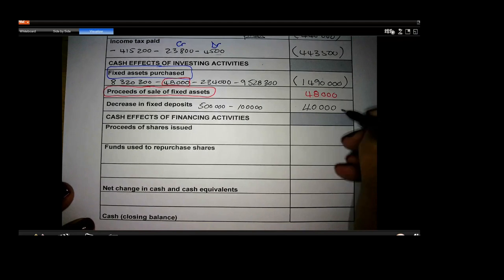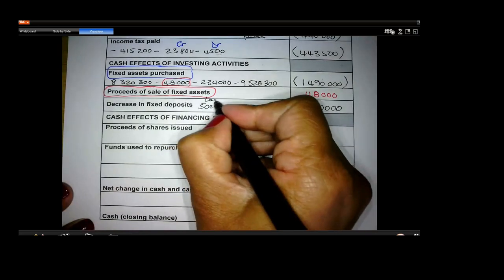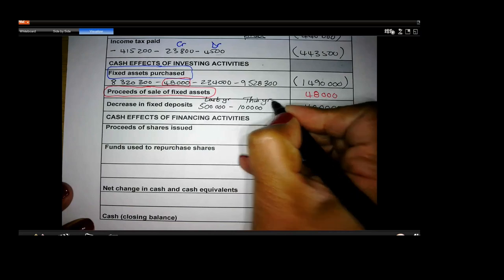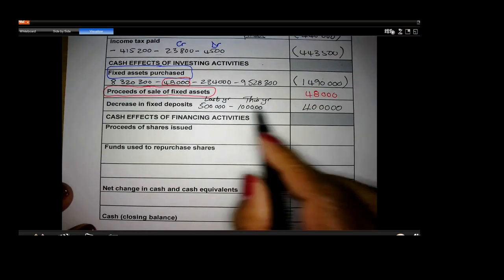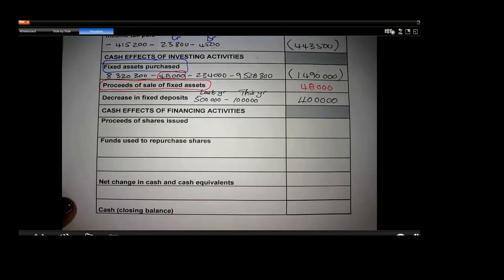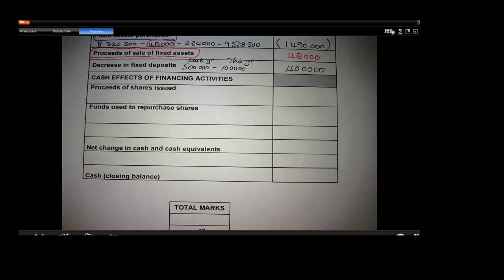So you write it in as you have the calculation. That's 400,000. You always have last year and this year. And the answer that you get is a positive. It means that you got money back. Just work it out that way. It always works out. Okay. Next one is the proceeds from the issue of shares. Sorry, I think I'm going a bit too fast. So what I'm going to do is I'm going to pause. Okay.